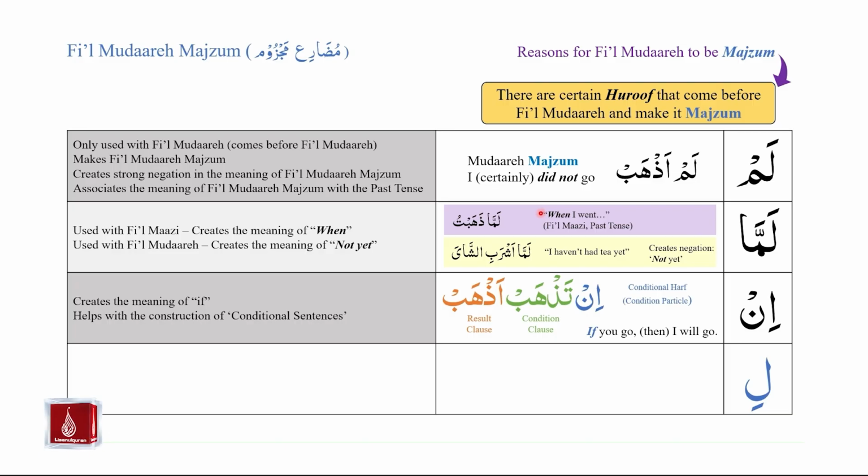And the next example is lamma ashrabish shaya. This is originally lamma ashrab ash-shaya, but when we read it in continuation, it becomes lamma ashrabish shaya. In this case, lamma is used with fi'il mudare. Lamma is making that fi'il mudare majzoom. So ashrab is fi'il mudare majzoom, and it is creating the meaning of not yet. A possible translation of lamma ashrabish shaya is I haven't had tea yet.